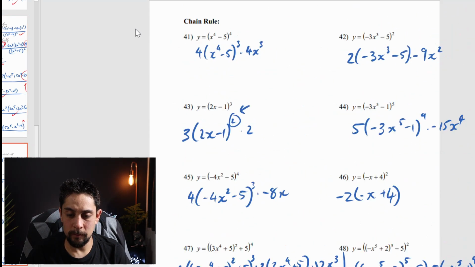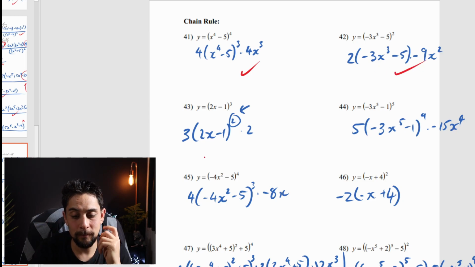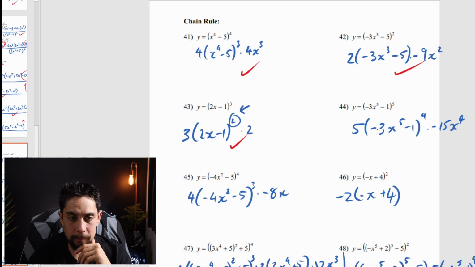Okay, scroll back up. Chain rule. Chain rule's probably my favorite rule. 4x, well, look at the answers, I was just redoing it in my head. 4x cubed, yeah, that's right. 2 negative x cubed, 3x cubed, minus 5 minus, multiplied by 9x squared. 3, 2x minus 1 squared times 2. Why did I do that? Weird. 5, negative 3x5 minus 1 to 4, negative 15x4.